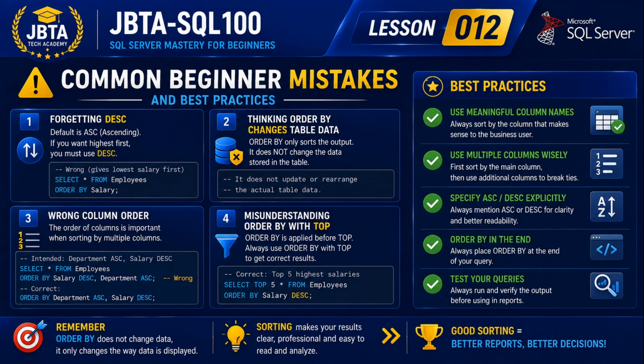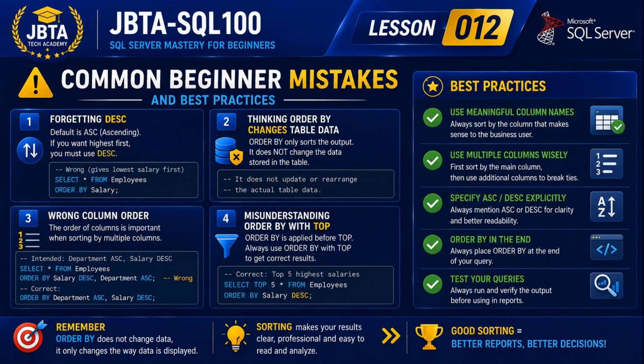Now let's look at some of the most common mistakes beginners make when using the order by clause. Understanding these mistakes will help you write cleaner SQL queries and avoid unexpected results. The first common mistake is forgetting to specify the correct sorting direction. Many beginners expect the highest values to appear first, but they forget to use the DESC keyword. As a result, SQL Server uses ascending order by default, and the results are completely different from what they expected.